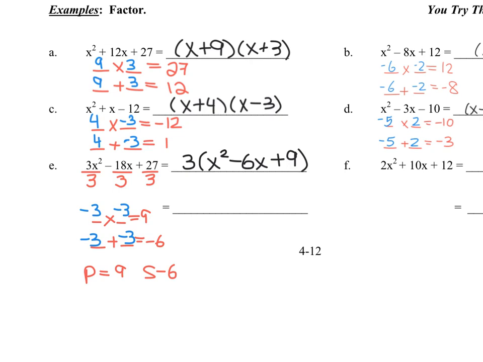So our final factored equation is 3 times x minus 3 times x minus 3. Now because our brackets are the same, we can also write this as x minus 3 squared. Either one works. Pause the video right here and try F on your own. Look for that common factor first, like we just did.